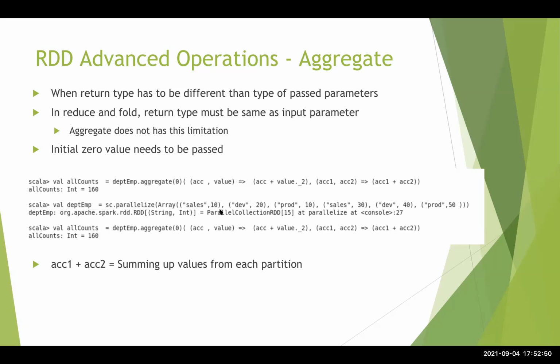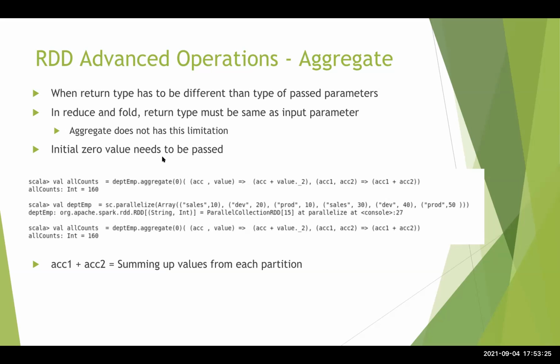Aggregate. Now you have used reduce and fold. The difference between reduce and fold is they're both the same, but in fold you can pass the initial value. But both reduce and fold have the same return type as your input type. So if your input type is integer, the return type will also be integer. If your input type is a tuple with a string key and integer value, your return type should also be a string key and integer value. But if you want to change the return type, then you cannot use reduce or fold. Then you have to use aggregate.